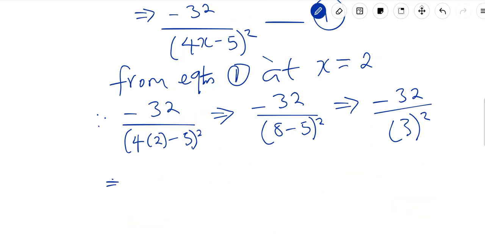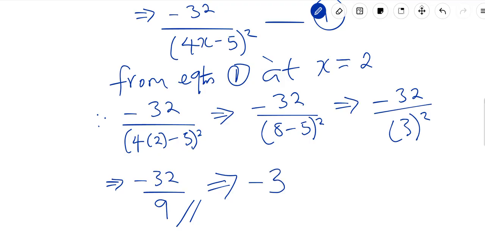And then we have negative 32 divided by 3 to the power of 2, is 3 times 3, and that's 9. And this becomes our final answer to the question that says we should find the gradient of the curve y is equal to 8 over 4x minus 5 at the point x is equal to 2. Well, we can still break this down if we want to. Since this is an improper fraction, we can take it down to a proper fraction. So if we break that down, we're going to have minus 3 whole number, and that's 5 over 9.